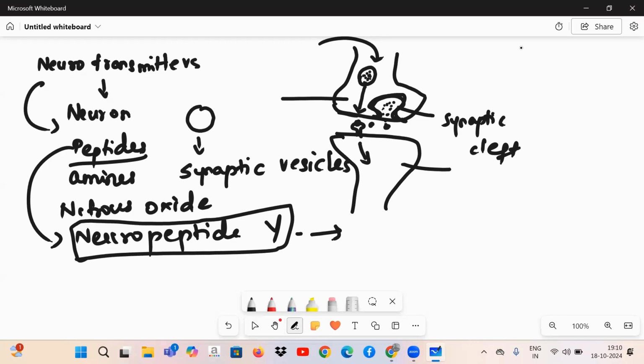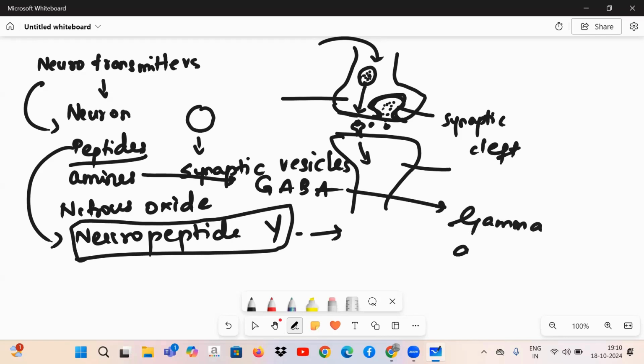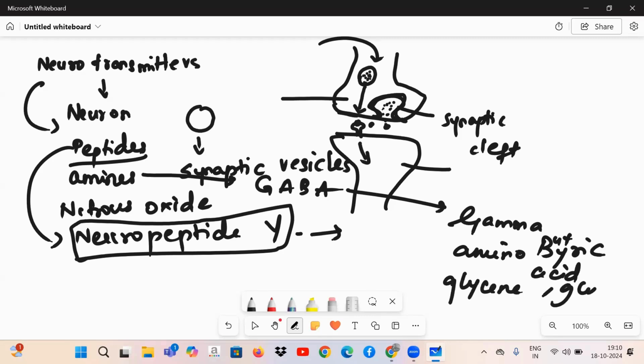food. And the next one is amino acids, which is amines. So amino acids, a common example we take is GABA. I think in the last class itself, I mentioned this gamma aminobutyric acid. Gamma aminobutyric acid, glycine, glutamate, all these belong to neurotransmitter classes. They play a very important role in fast synaptic transmission. So these are amines.